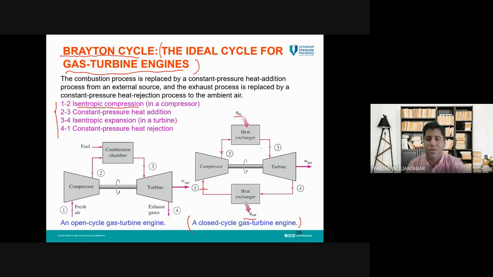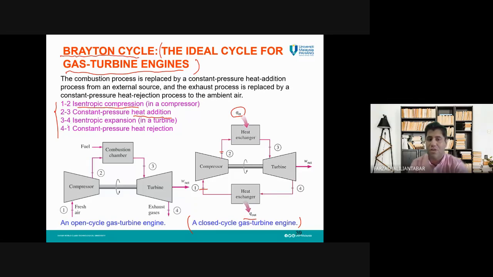From state 2 to state 3, we have a constant pressure heat addition process. Q into the system, to the cycle, is in this process. So from state 2 to state 3, in this heat exchanger, or even now in the combustion chamber, we have a constant pressure heat addition.